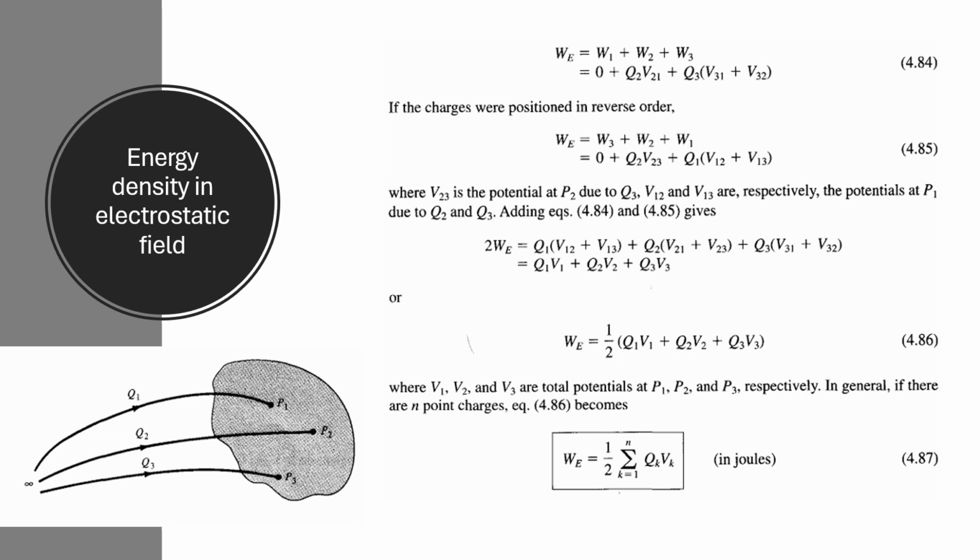So this is valid for 3 points, but similarly we can also find the energy for n points, and in general the energy will be W is equal to half of the sum from k equals 1 to n of Qk Vk.